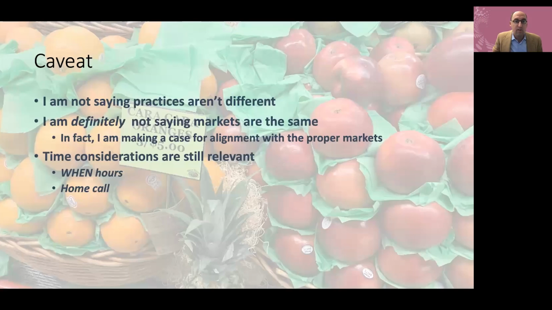So delving into this, the first place I'll start is with the caveat that I'm not trying to say that practices aren't different. They are different. But what I'm saying is that markets are established and they're actually relevant and fairly even, at least they've been socialized as even between different practices. And my argument is actually for alignment with proper markets.